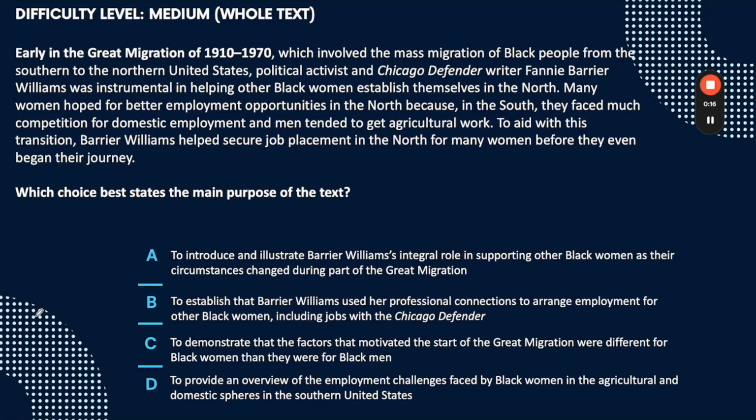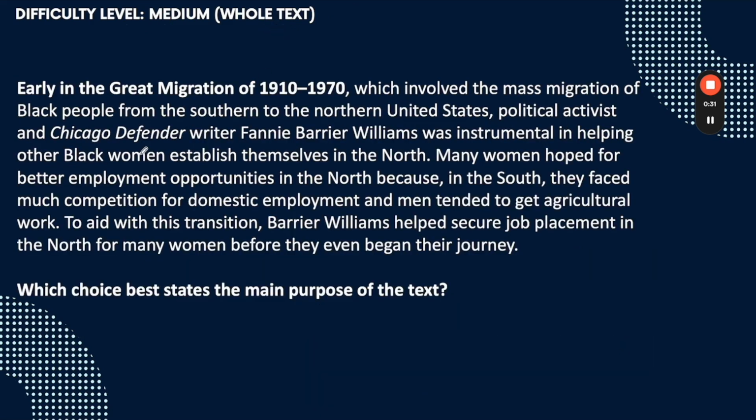Alright, so we have a whole text subtype question now, and the difficulty level is medium. The first step is to read the question stem. We see the mention of main purpose. We know that you're dealing with a whole text question type. Let's read the text now.